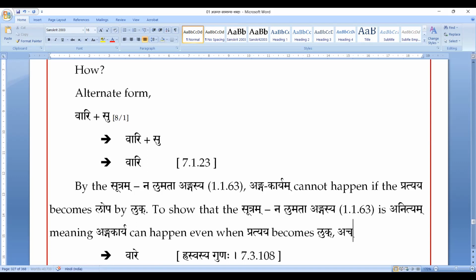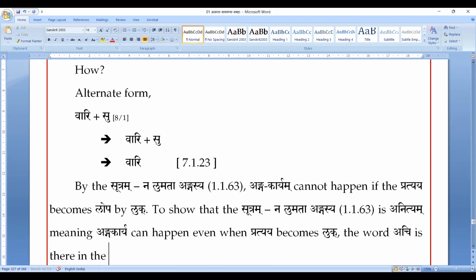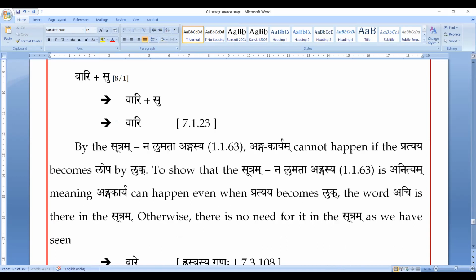The word achi is there in the sutram. Otherwise, there is no need for the word. There is no need for it. The sutram, as we have seen, as we have derived the forms of Vari, considering the sutra without achi.